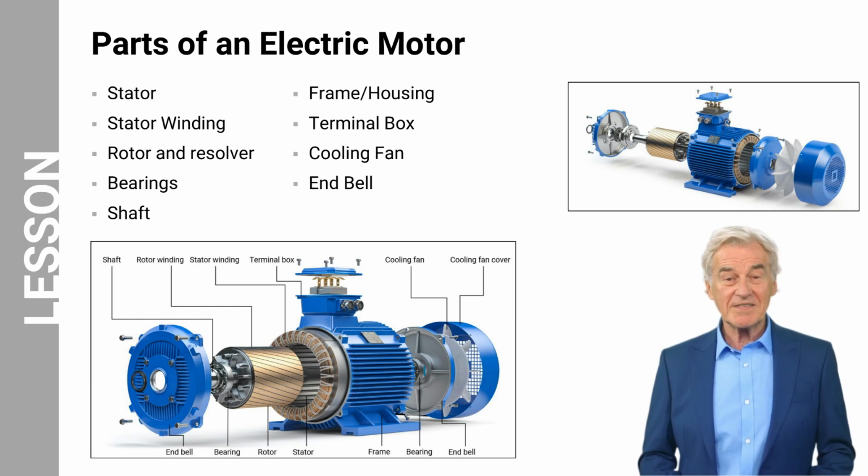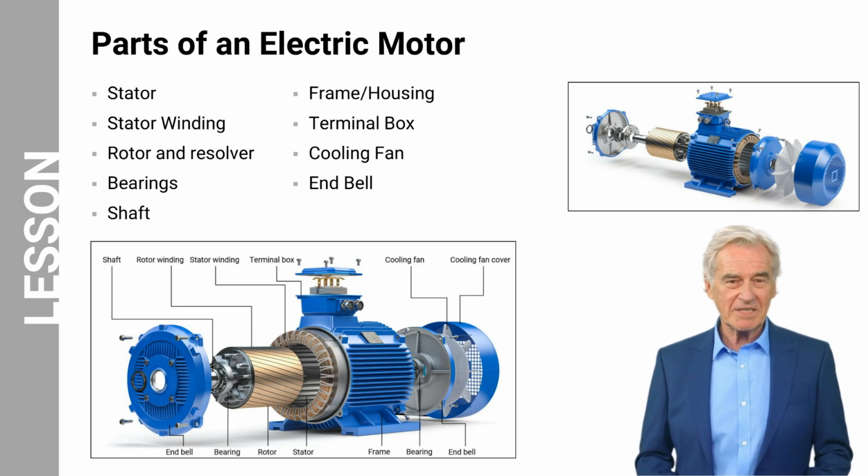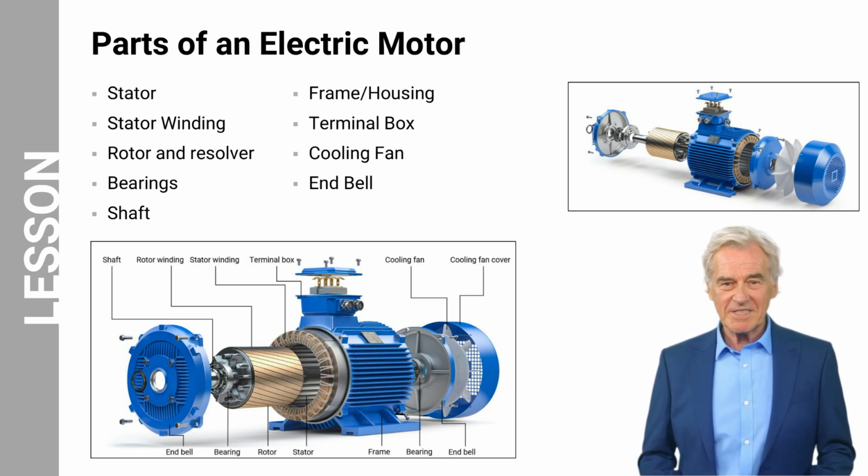Let us now move on to introduce the main components of a generic electric motor. As illustrated in the image, some of the main components that make up an electric motor are the stator, stator winding, rotor, bearings, shaft, housing, terminal box, cooling fan, and end bells. It is important to note that not all electric motors will necessarily have all of these parts, as designs can vary depending on the motor's specific purpose and application.